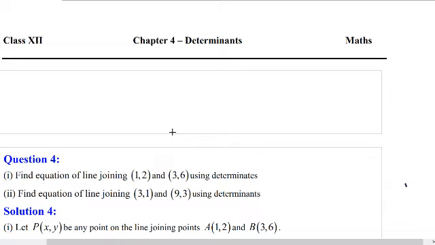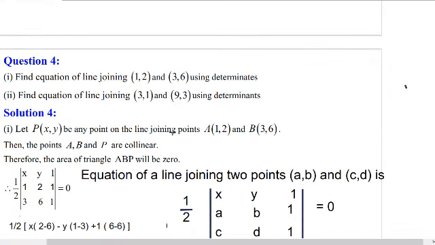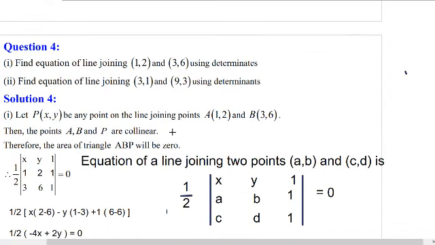Okay, very easy. Next, two uses we have seen: finding the area of the triangle, and second proving that 3 points are collinear. Now the third use we are seeing is find the equation of line joining 1 2 and 3 6. Finding the equation. So already we know how to find the equation of a line by the knowledge of chapter 10 class 11, but using determinant also you can do the same.